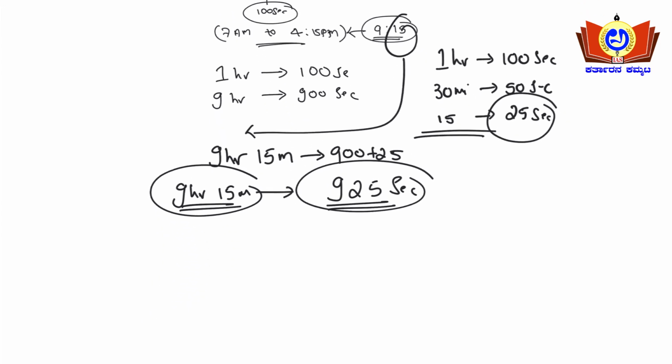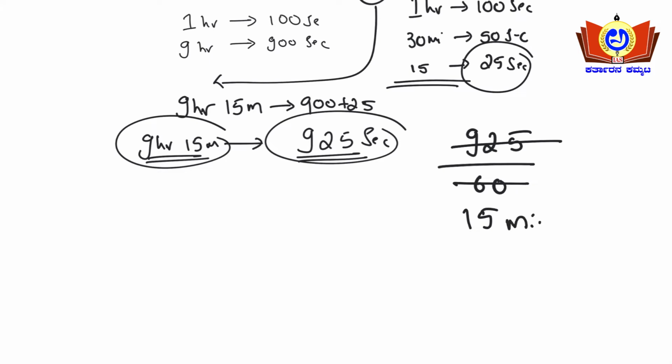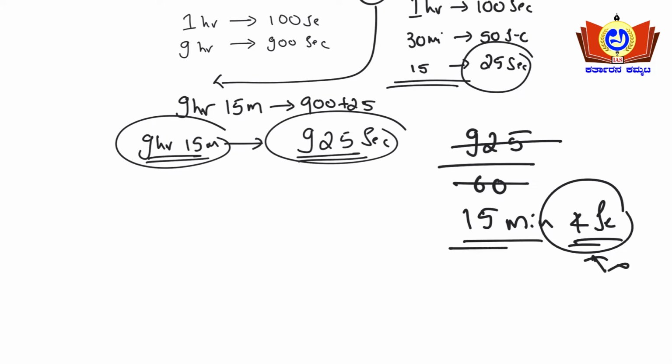Okay, see this 925 I have got in seconds, right? So I need to convert it into minutes here. So 925 upon 60. For every 60 seconds there is 1 minute, so I'll be dividing it by 60 here. Upon solving I'll be getting 15 minutes and 4 seconds. You need to ignore this 4 seconds because the options will be in minutes itself. So 15 minutes is the total error.